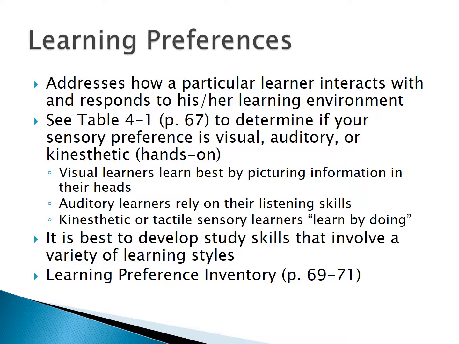If you are a visual learner, you learn best by picturing information in your head. Auditory learners rely on their listening skills. The kinesthetic or tactile sensory learning modality is often associated with athletic training skill development. This is the classic learning by doing modality. While it can be helpful to determine your sensory preference to assist you with your study strategies, it is best to develop study skills that involve a variety of learning styles.